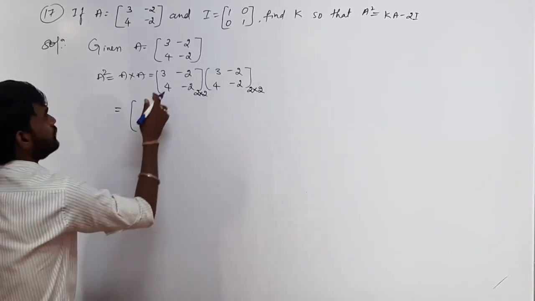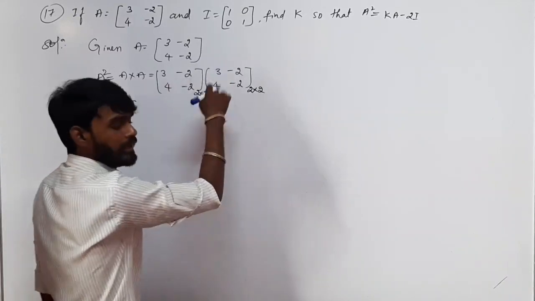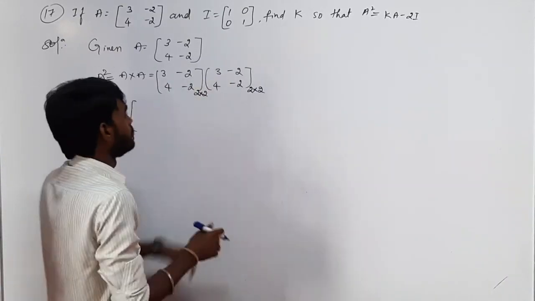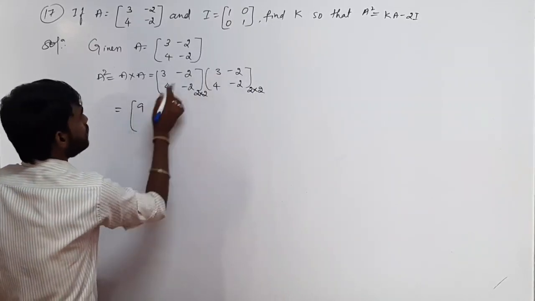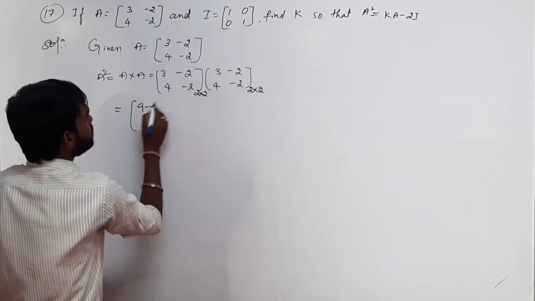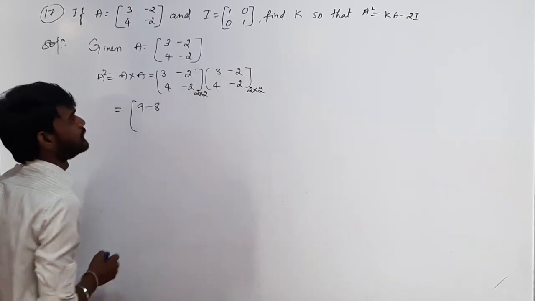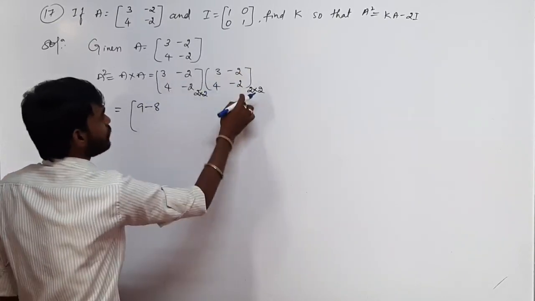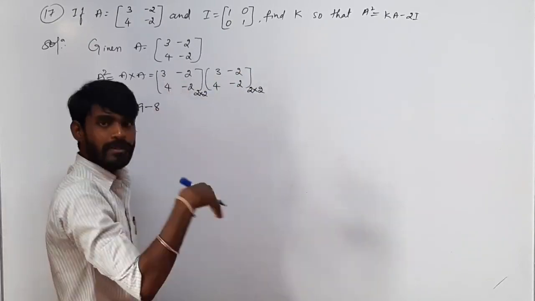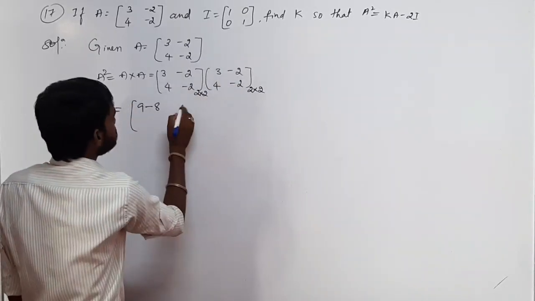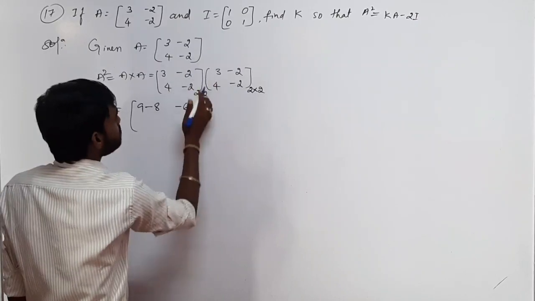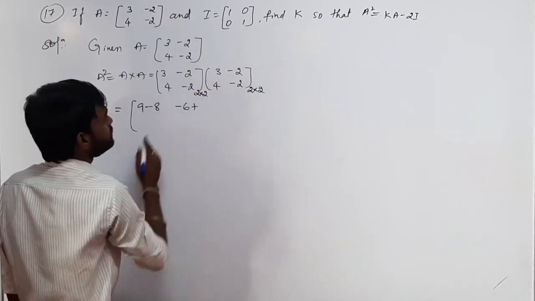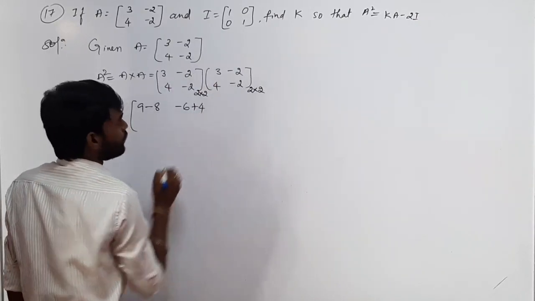Then we can multiply corresponding elements of first row and first column, then sum. 3 3s are 9. Minus into plus minus, 2 4s are 8. Next, first row second column. First we multiply the signs. Plus into minus minus, 3 2s are 6. Then minus into minus plus, so here also plus, 2 2s are 4.